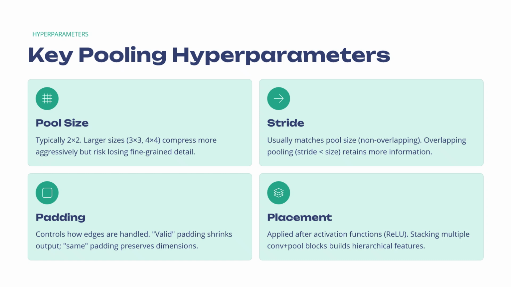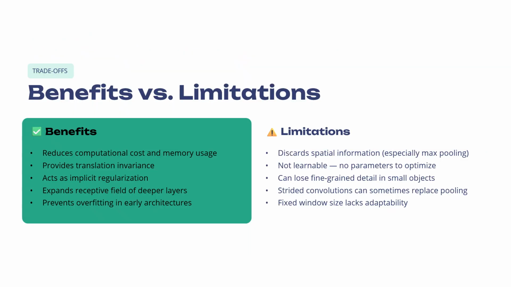Key pooling hyperparameters are the pool size, stride, padding, and placement. Pool size is typically 2 by 2. Larger sizes can be 3 by 3 or 4 by 4. They compress more aggressively but incur loss in fine-grained detail. Stride usually matches pool size. Padding controls how edges are handled. Placement: applied after the activation function, ReLU. Stacking multiple convolution-pool blocks builds higher hierarchical features.